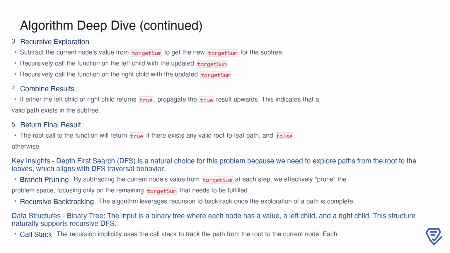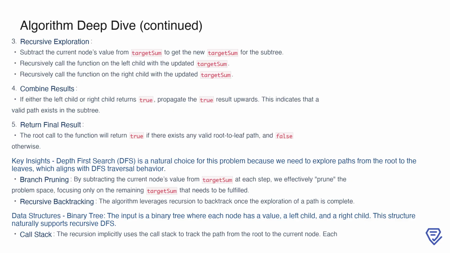At each step, we subtract the current node's value from the target sum to calculate the new target sum for the subtree. Then, we recursively check both the left and right children of the current node using the updated target sum. The results from these recursive calls are combined. If either the left or right child returns true, that indicates a valid path exists somewhere in the subtree, and we propagate this true result back up the call stack. Finally, once all recursive calls complete, the function started at the root will return true if any valid path is found, or false if none exist.